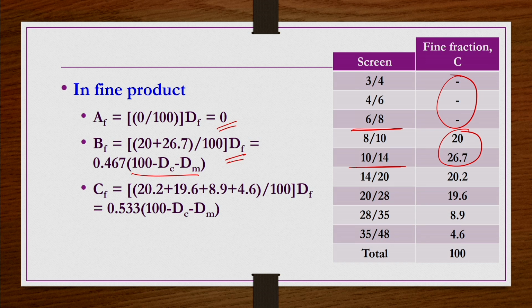Okay. Similarly, CF is, in the fine fraction, what is the finer material, all that passing through 14 mesh is counted as finer material. So, 20.2 plus 19.6 plus 8.9 plus 4.6 by 100 multiplied by df, that is 0.533 df, and again df we can write as 100 minus dc minus dm.